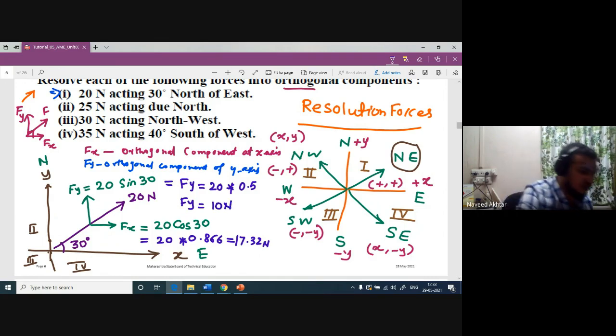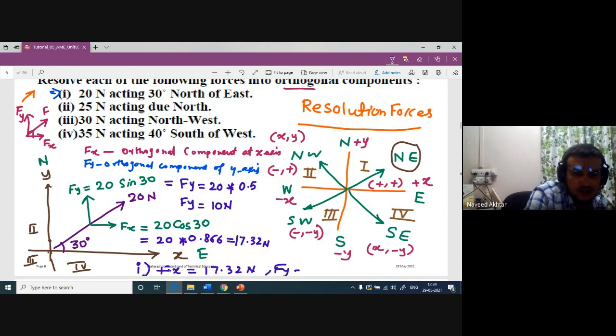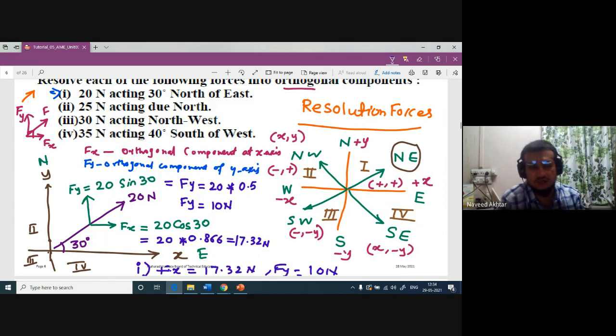So now in the first quadrant, for the first example, our solution will be Fx is equal to 17.32 Newton and Fy is equal to 10 Newton. Then we will check our solution with the given solution.